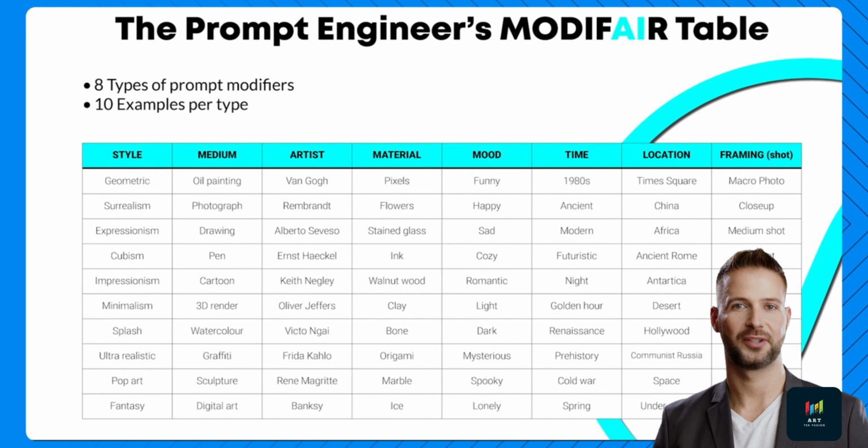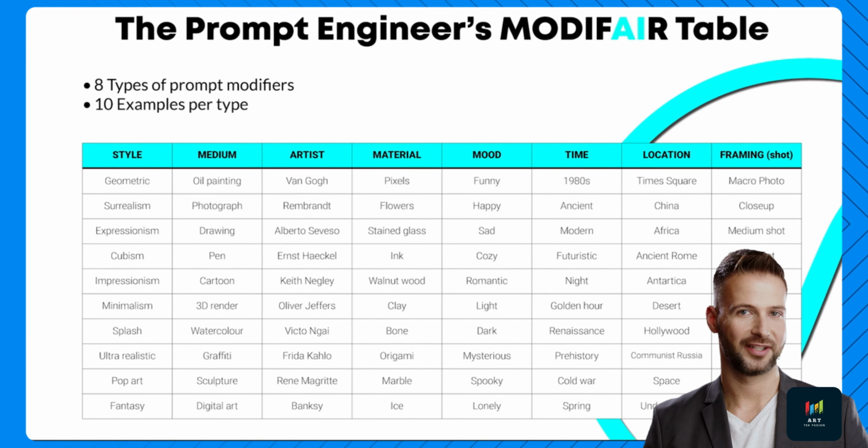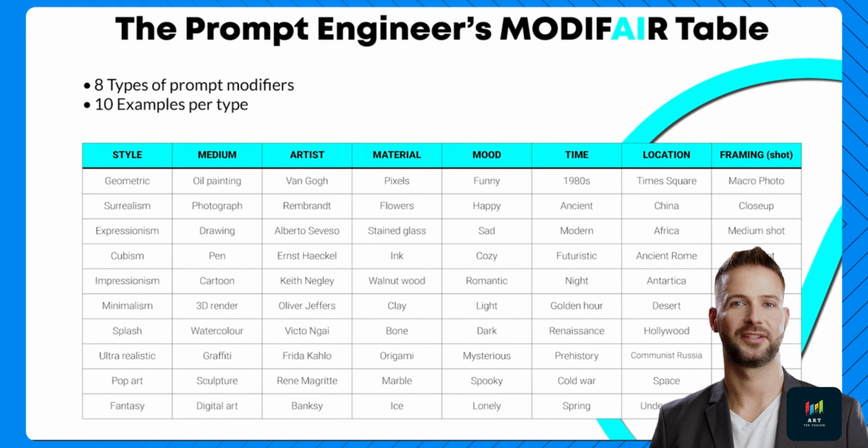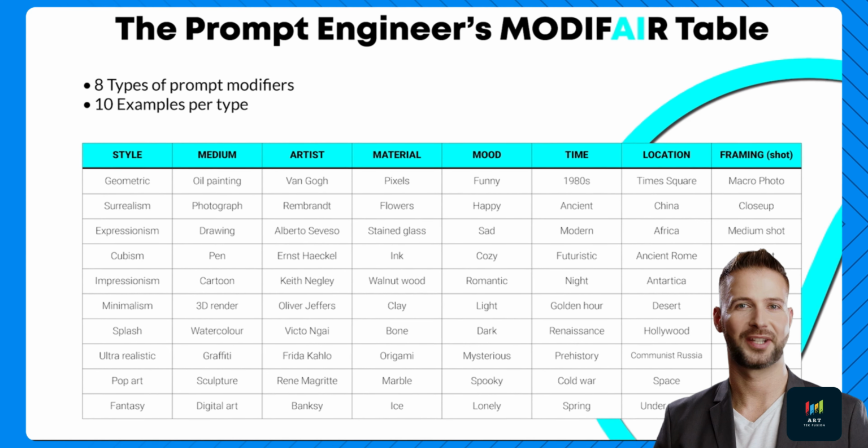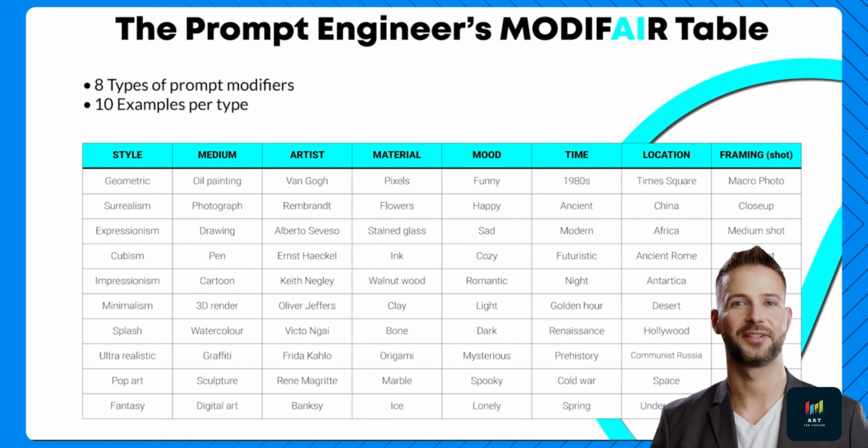I created 8 categories of different types of modifiers: style, medium, artist, material, mood, time, location, and framing. And for each of these categories, I added 10 examples you can try. This is by no means an exhaustive list, but I think it is a great set to start with, and mainly this will help you think of how you can specify your prompt the exact way you want.